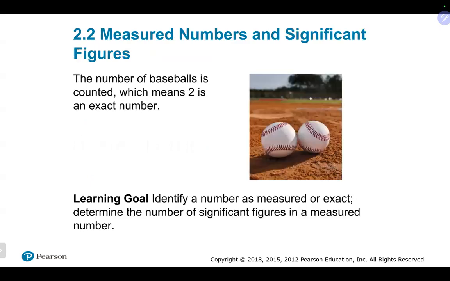All right. So let's talk about measured numbers and significant figures. There's really two types of numbers that we come across in chemistry, and we're going to talk about a little bit of both of them and the deals with each of them. There is a measured value, which pretty much like it sounds, you take some type of measurement to get there. So that's some type of measurement.